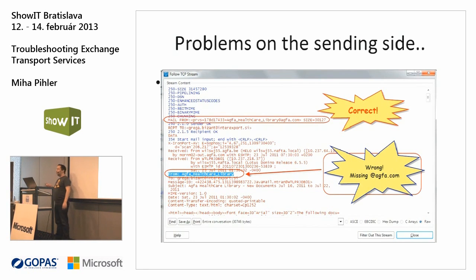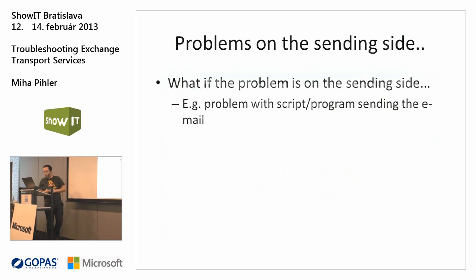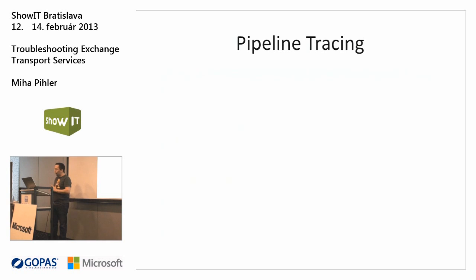There's a better way. You don't have to disable SSL. You don't have to use Wireshark. But this works. It's easy. So what is the other method? The other method is called pipeline tracing. It's extremely useful, and we use it quite often when we have to troubleshoot a problem with email delivery.